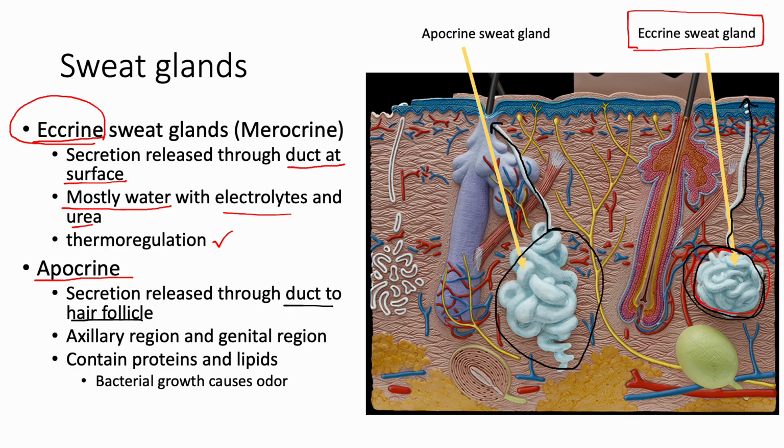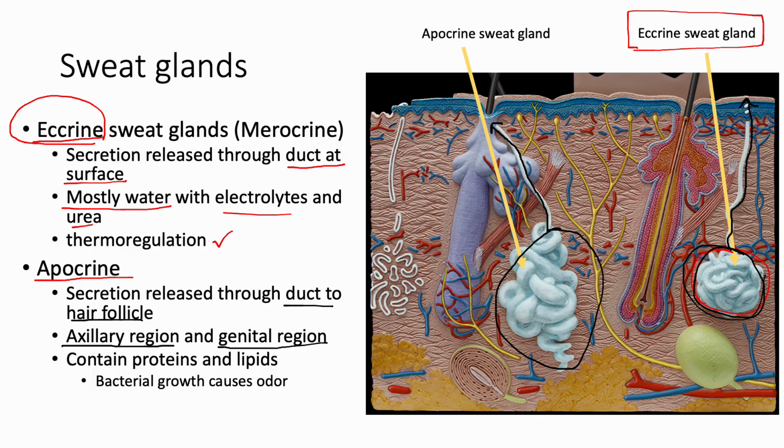Now, we don't find these sweat glands everywhere. We find them in the axillary region. Do you remember where that is? So think about Axe, okay? Deodorant, it's in the armpits, right? And then in the genital region.